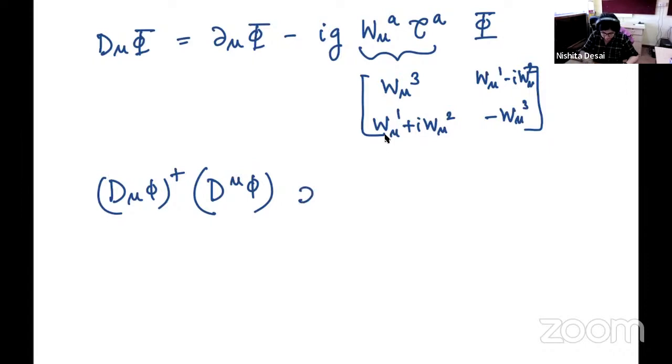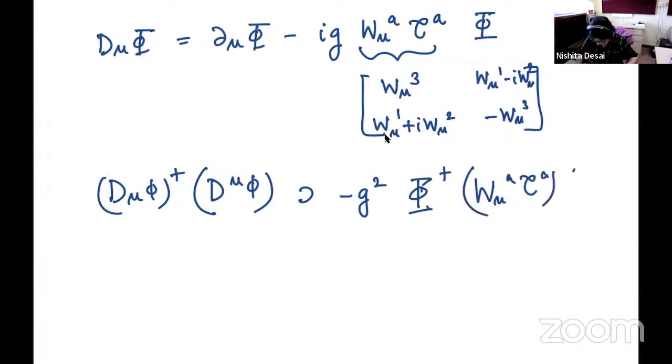Okay? So what we want to look at there, so this contains g squared. So there's an I and a minus I coming from the dagger. Okay? So you get a negative sign here. So we'll look at g W tau times phi. So this is the term that we want to look at.